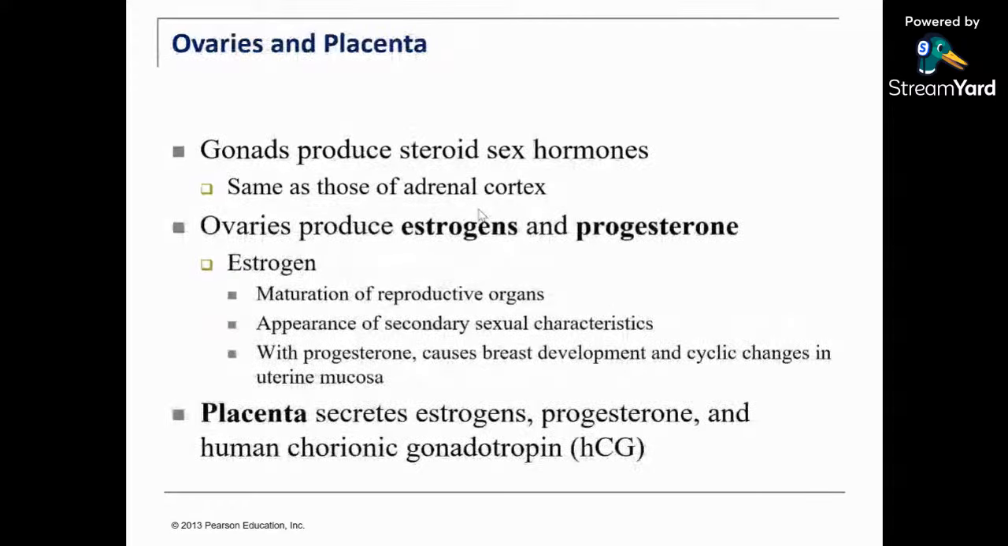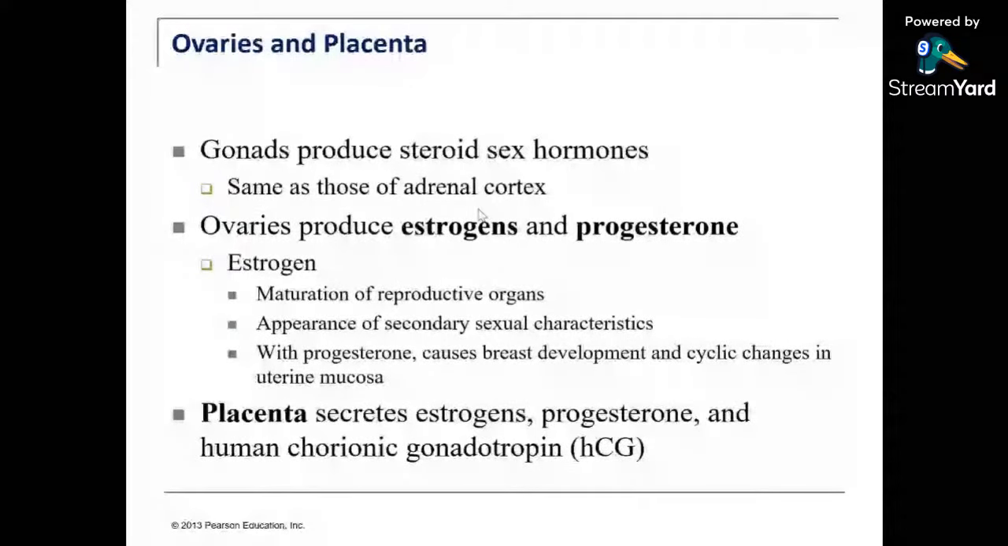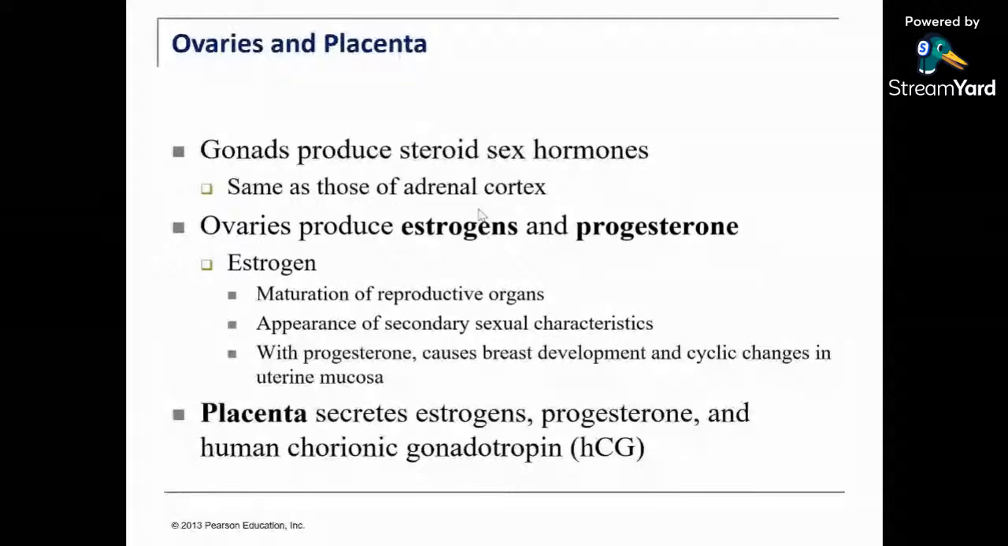Next, ovaries and placenta, gonads produce steroid sex hormones, same as those of adrenal cortex. Ovaries produce estrogen and progesterone. Estrogen helps for maturation of reproductive organs, appearance of secondary sexual characteristics, with progesterone causes breast development and cyclic changes in the uterine mucosa. Placenta secretes estrogen, progesterone, and human chorionic gonadotropin, which is known as HCG.